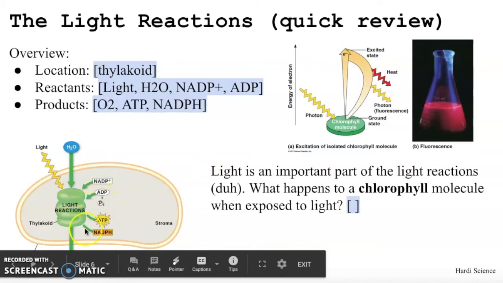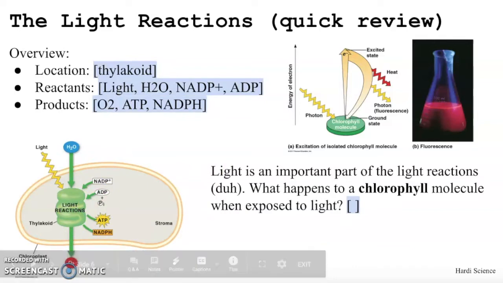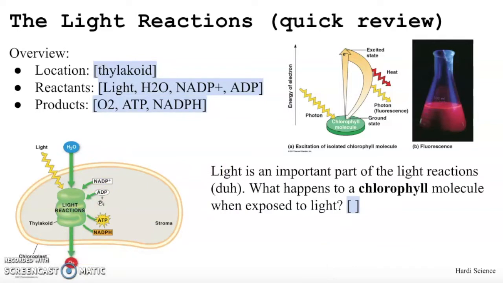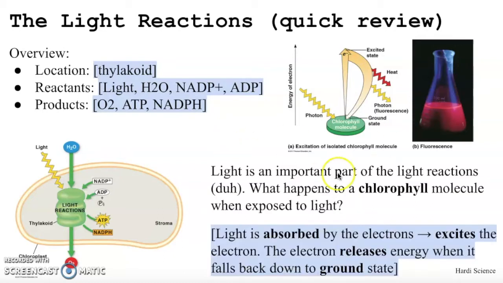And then the products are oxygen. I know it's blocked right now, but the oxygen is coming out of the light reaction. So this is where we get the oxygen that we breathe, that's created by our plants. We're also making a little bit of ATP and some NADPH, and that's going to be very important later on in the Calvin cycle. Obviously light is an important part of the light reactions, hence the name.